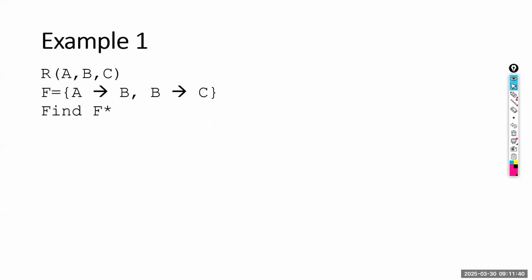Let's have a relation with attributes A, B, and C, because these are true for attributes as well as relations. A functionally determines B, and B functionally determines C. Those are given. So the question is, what is F closure? This is not X closure, this is F closure. F closure means all functional dependencies, all determined things.